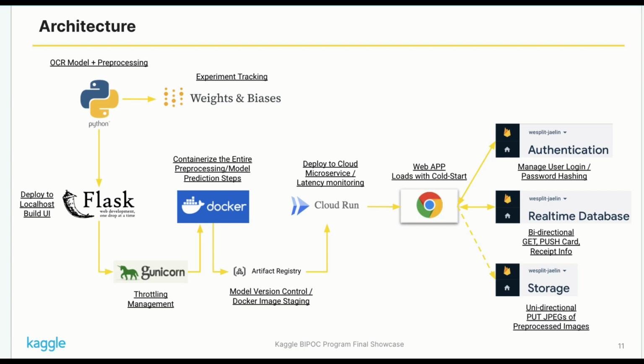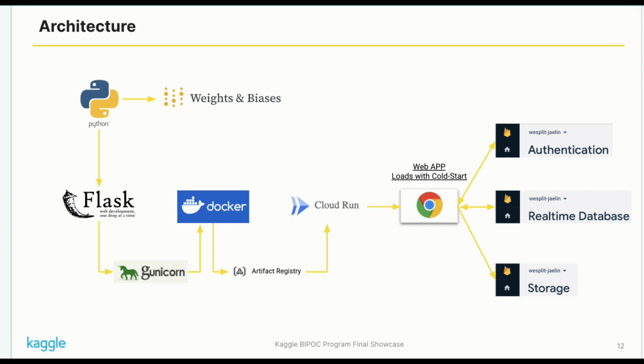And then it is deployed to the microservice using GCP Cloud Run, and it allows us to do latency monitoring as well. So it's a very interesting feature. Once it's deployed, it communicates with Firebase authentication, the real-time database, and storage to allow the users to securely look at their data, upload their receipts, and go back and edit their receipts if the OCR result is not accurate.